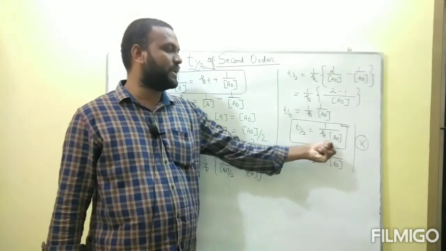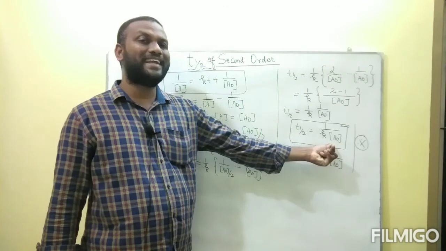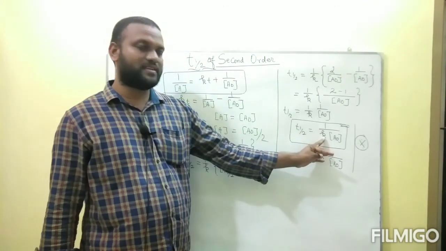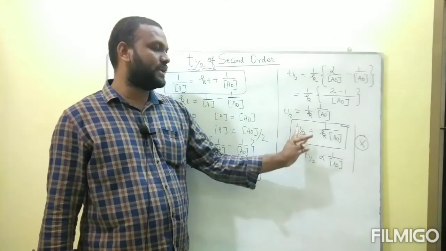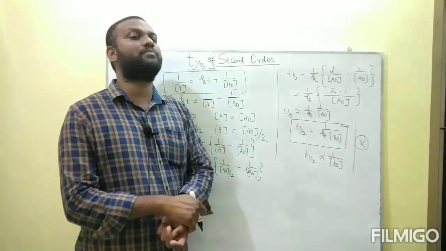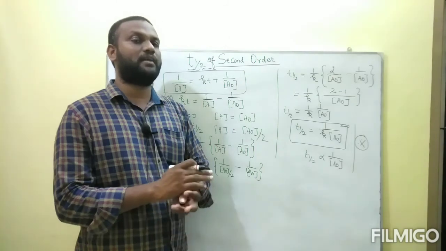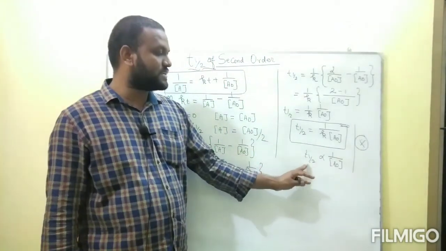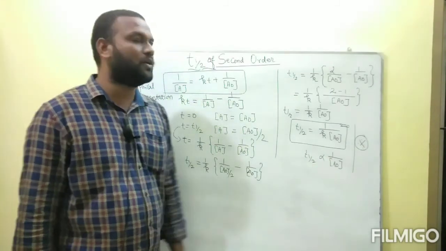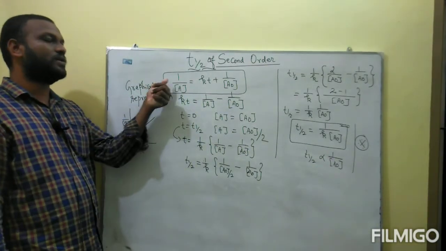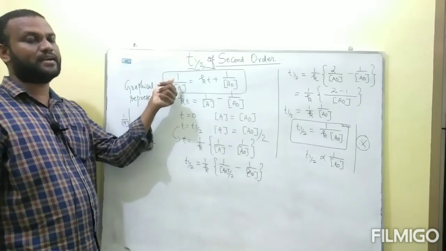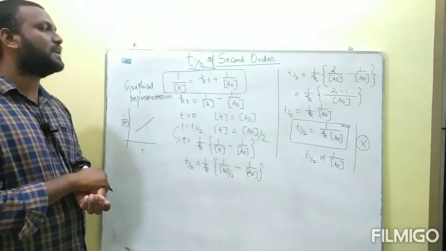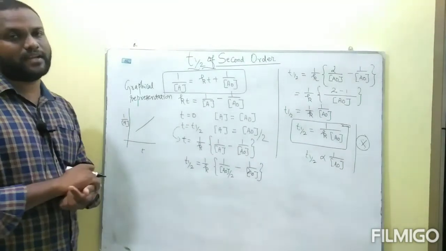There are 3 variables, so there are 3 types of possible problems. T half given, K asked; or K and A0 given, T half asked. So there are 3 types of possible problems in this relation. And a theoretical relation, that T half is inversely proportional to A0, and the graphical representation for the rate constant of second order reaction: these types of questions arise in this second order expression.